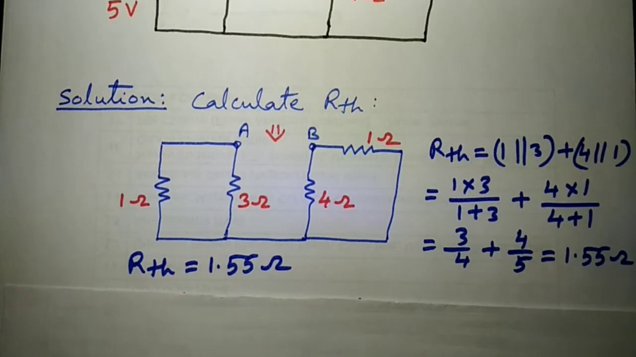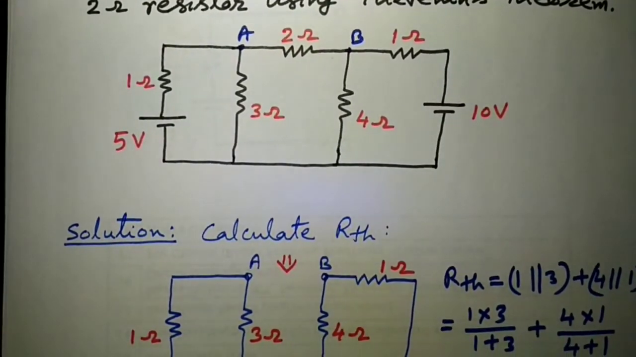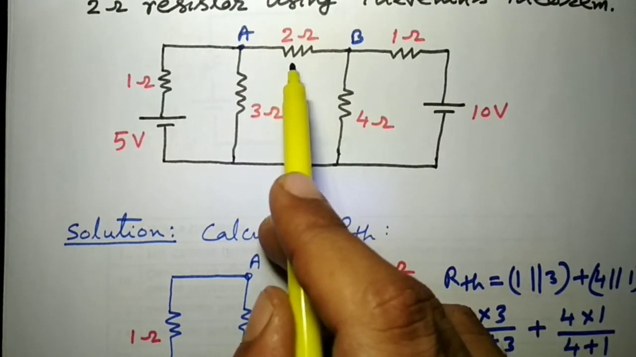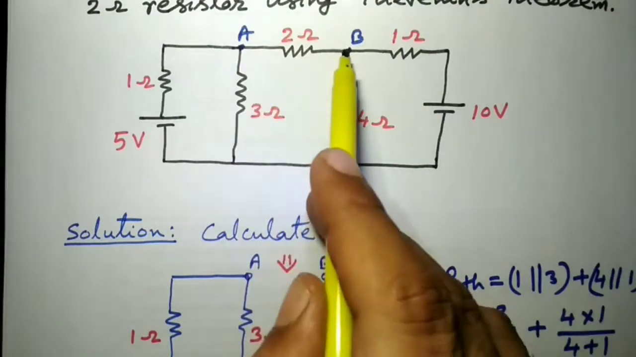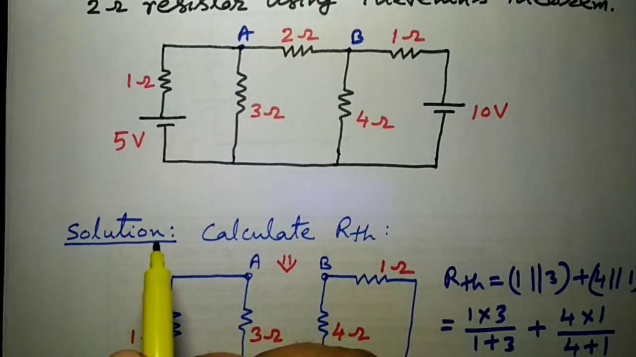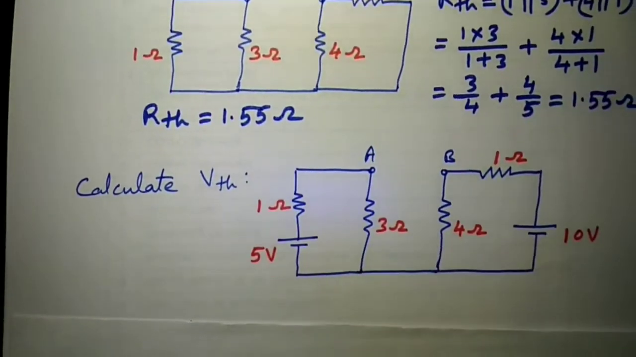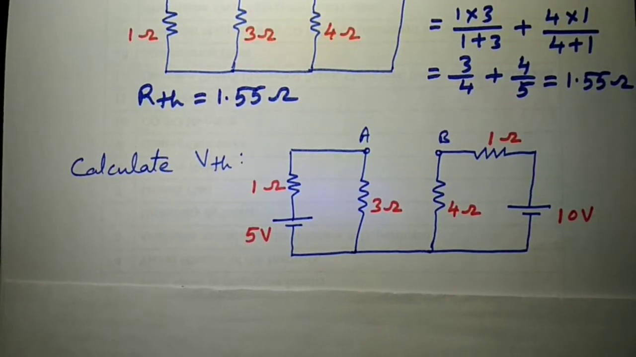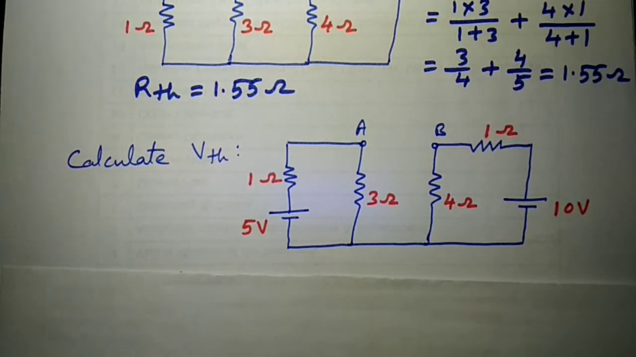The next step is we have to calculate VTH. Now in the original circuit we have to remove the load resistance from the circuit, and then we have to calculate the voltage drop, the potential difference across this open load terminal. So the circuit for VTH calculation is here. From the original circuit we just remove the load resistance between A and B terminal.